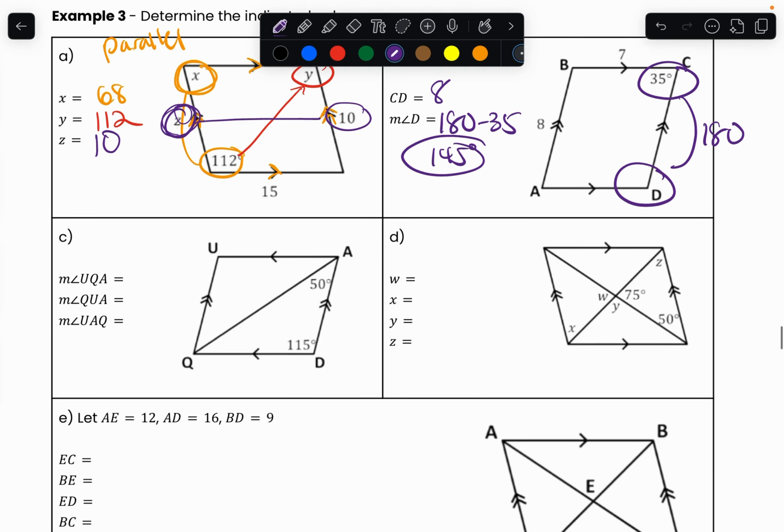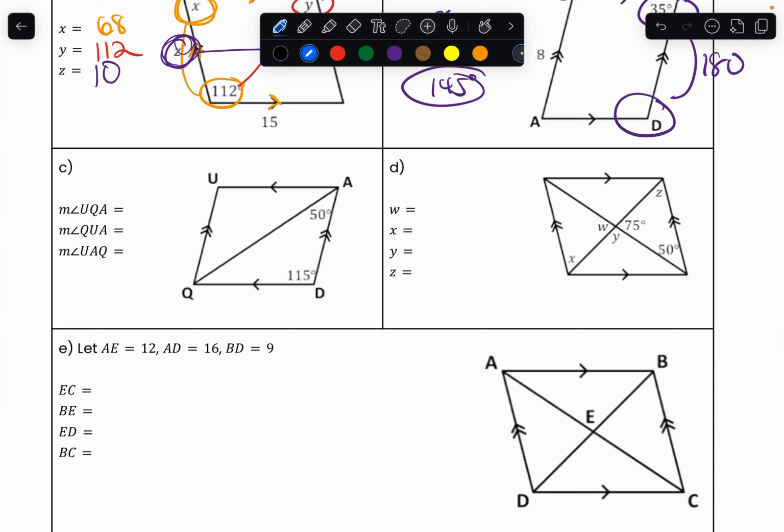Next one. So let's look at question C. We're first asked to find the angle measurement of QUA. So it's talking about this angle right here. Now I realize that this is also a parallelogram because we have all those parallel lines. Now, if you have these parallel lines and a transversal that goes through them, you realize that this angle that you're trying to find is actually an alternate interior angle with this 50 right here. This means that they will have the same angle measurement. So this gives me my measurement here as 50.